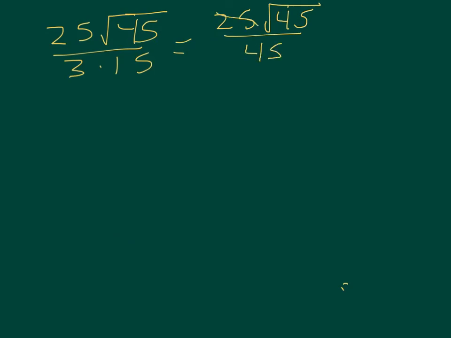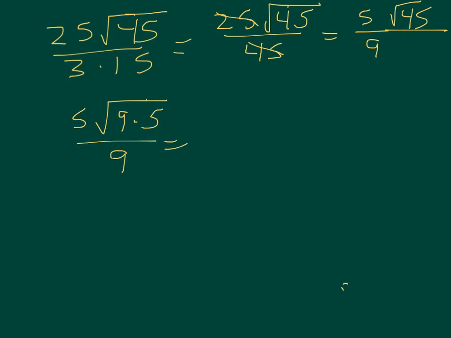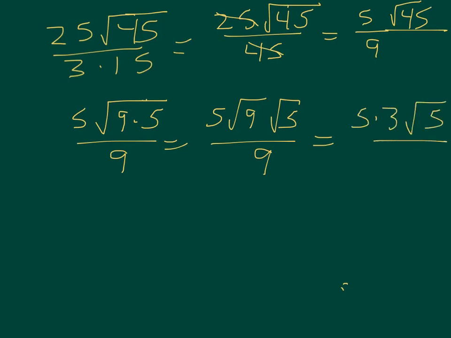All right, 5 will go into both of these. 5 goes in there 5 times, over 9 times the square root of 45. Any perfect squares that go into 45? Yes, 9 goes in there 5 times, over 9, which is 5 times the square root of 9 times the square root of 5 over 9. And the square root of 9 is 3, so you get 5 times 3 times the square root of 5 over 9. 3 goes in there once, 9 divided by 3 is 3, and we finally have our answer: 5 times the square root of 5 all over 3.